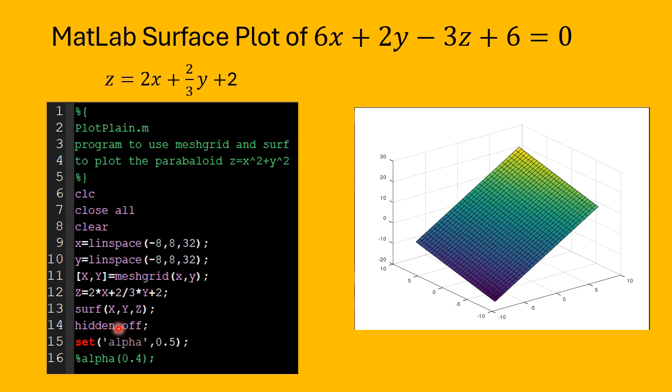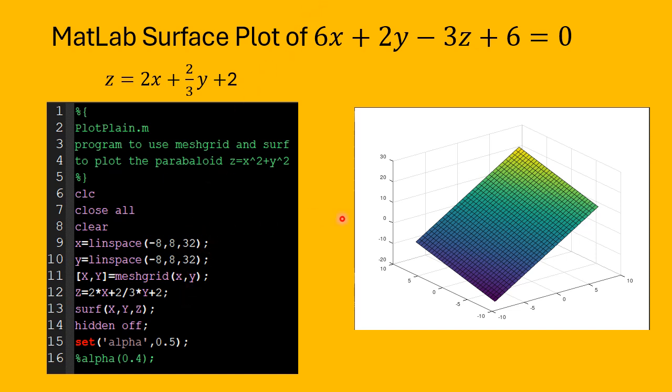Hidden off doesn't really have to be here since we never made hidden on earlier, I guess. We'll set alpha to 0.5. That will mean that the transparency will be 1/2. This plane over here, you can see through it. And this statement was commented out.